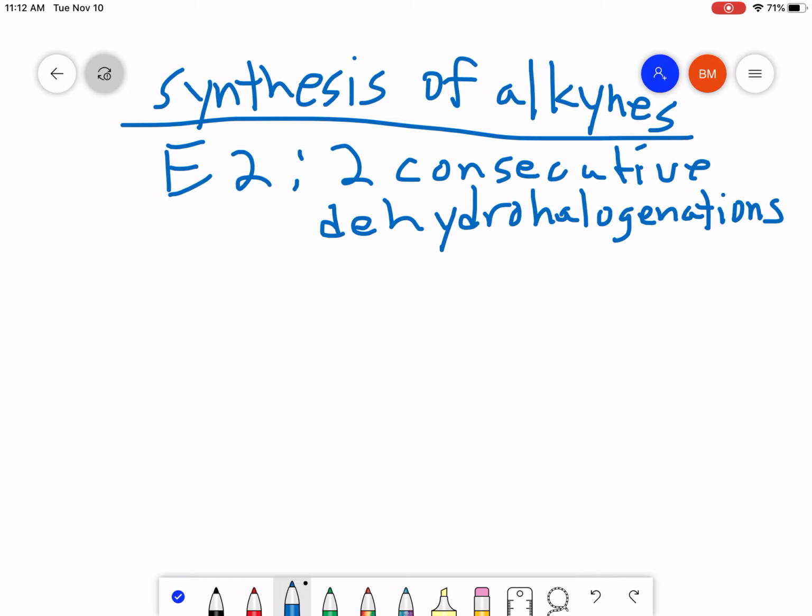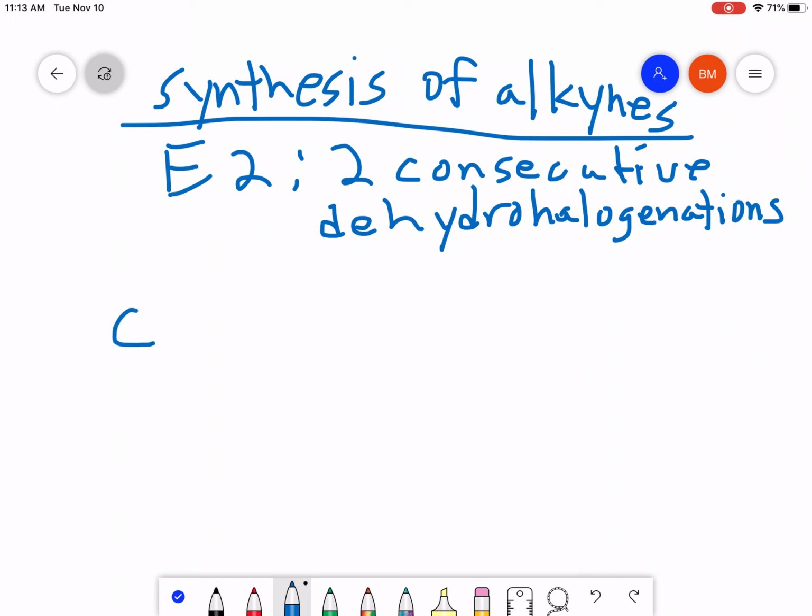Dehydrohalogenations is a long word, especially when you see it written on a tablet using a stylus. All right, they're actually very easy to do. You have to have a dihalide in order to work it, though, and there's actually two different types of dihalides that'll work.